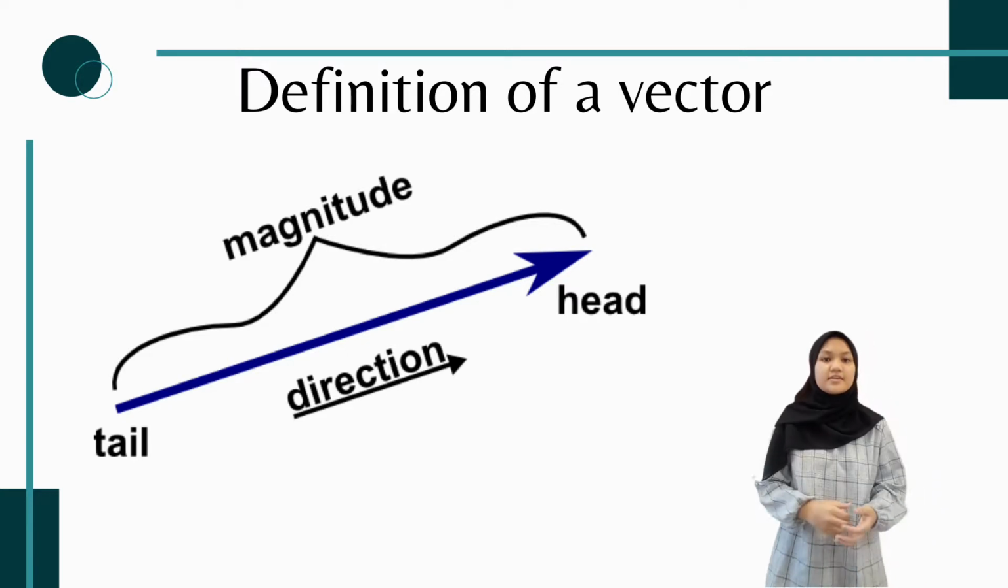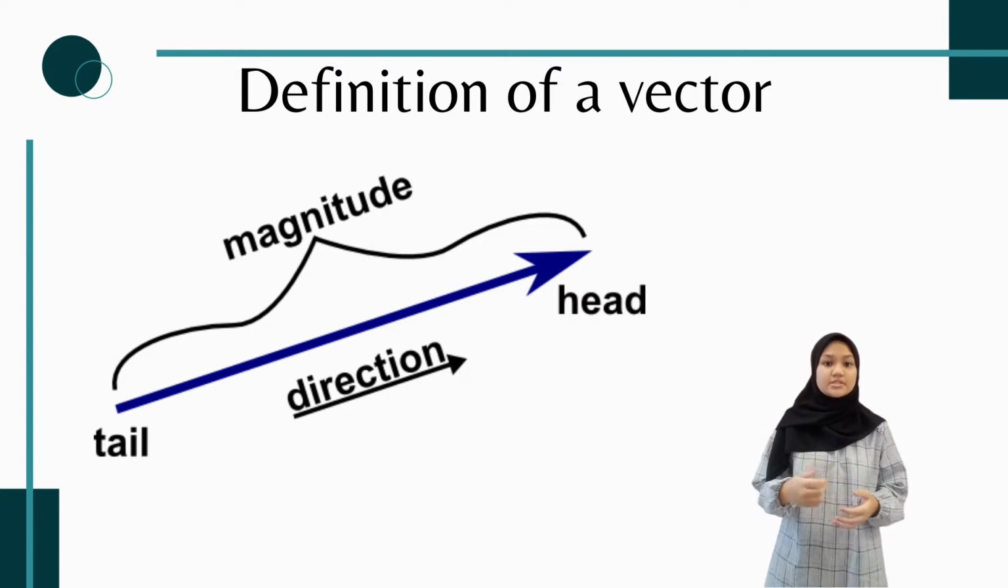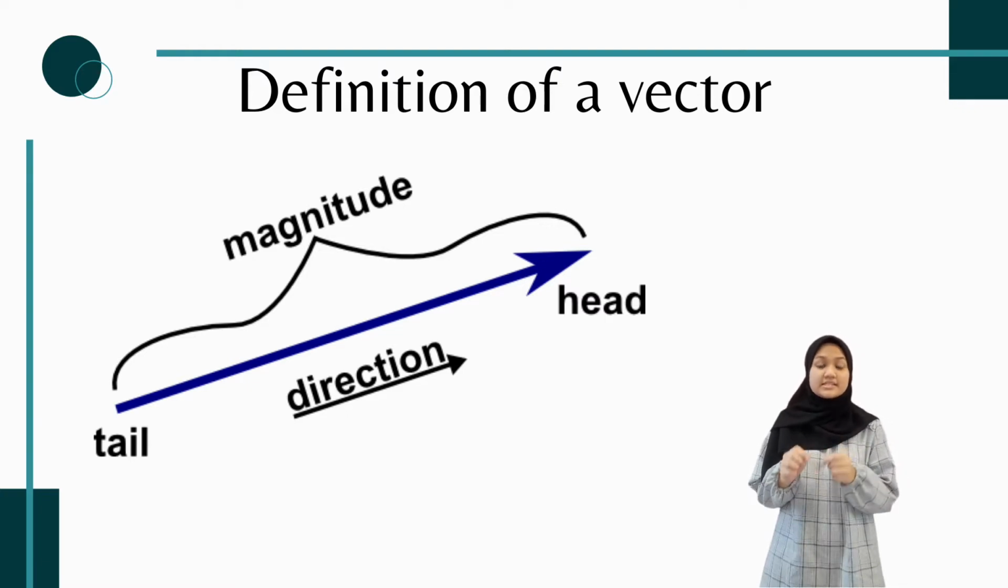A vector is an object that has both a magnitude and a direction. Geometrically, we can picture a vector as a directed line segment whose length is the magnitude of the vector with an arrow indicating the direction. The direction of the vector is from its tail to its head.